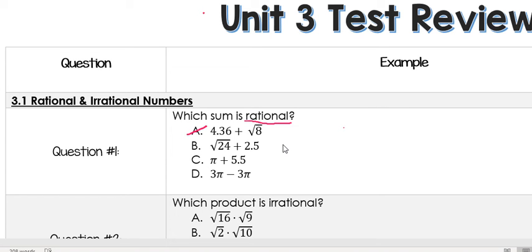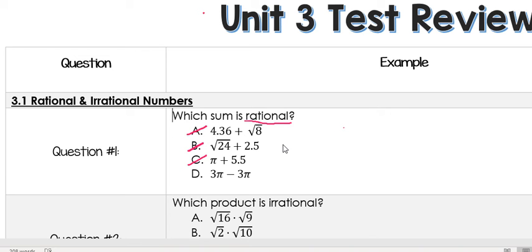My next choice, square root of 24. Square root of 24 is not a perfect square. If you put that in your calculator, it does not simplify to an integer. So B is not going to be an option. C, I have pi plus 5.5. 5.5 is rational, but we know that pi is always irrational. Okay, so that's going to be eliminated.